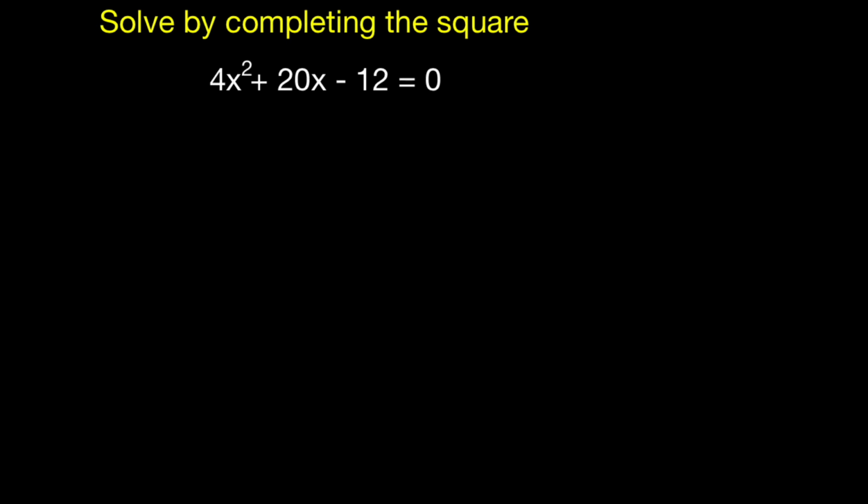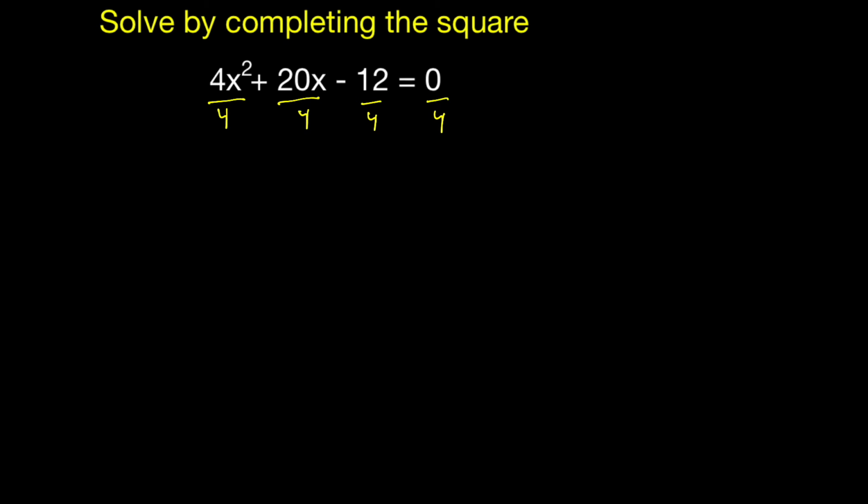Solve by completing the square. The first thing that I noticed for this example is that the leading coefficient is not 1, so I'm going to have to divide the entire equation by that value that's in front of x squared. And here we get a 4, so we're going to divide everything by 4.